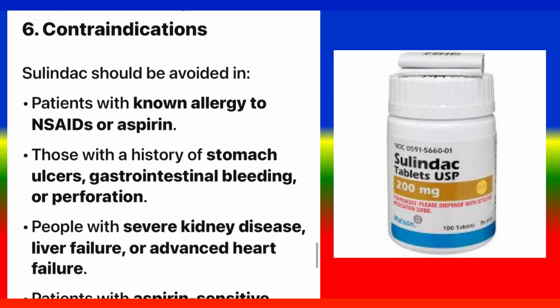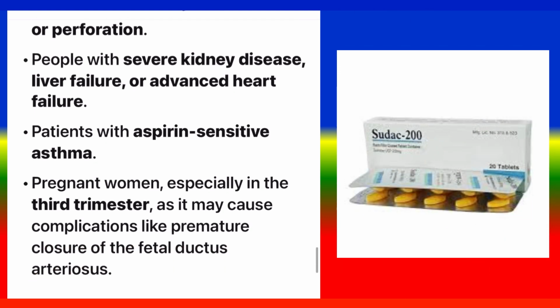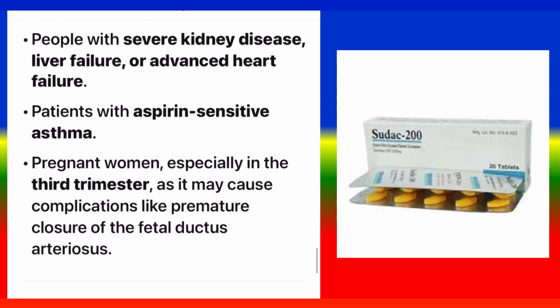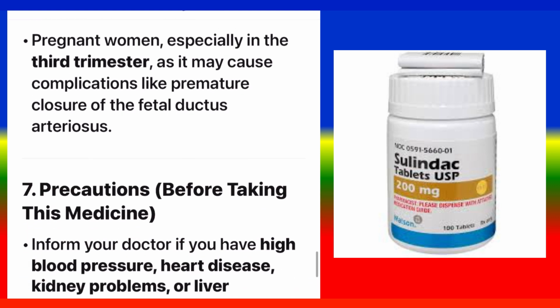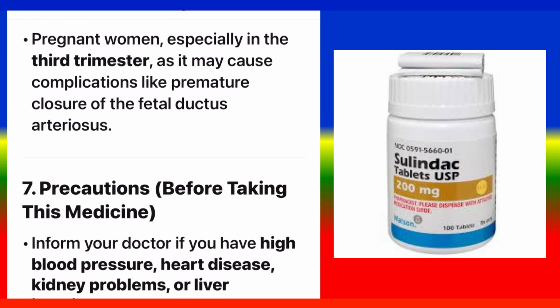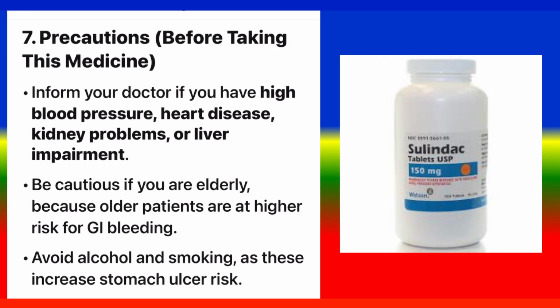6. Contraindications. Sulindac should be avoided in patients with known allergy to NSAIDs or aspirin, those with a history of stomach ulcers, gastrointestinal bleeding, or perforation, people with severe kidney disease, liver failure, or advanced heart failure, patients with aspirin-sensitive asthma, and pregnant women, especially in the third trimester, as it may cause complications like premature closure of the fetal ductus arteriosus.